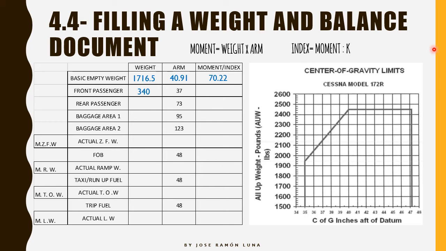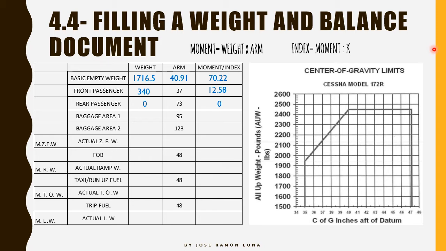If you're not sure about the arm of these stations, just go to the weight and balance section in the POH and look at the diagrams. In that diagram, they're going to tell you what the arm is for the different sections. If I multiply 340 times 37 and divide it by 1,000, with that formula I get 12.58. So I multiply weight times arm and I get a moment. In this case, an index, just to make the number smaller, is the only thing.